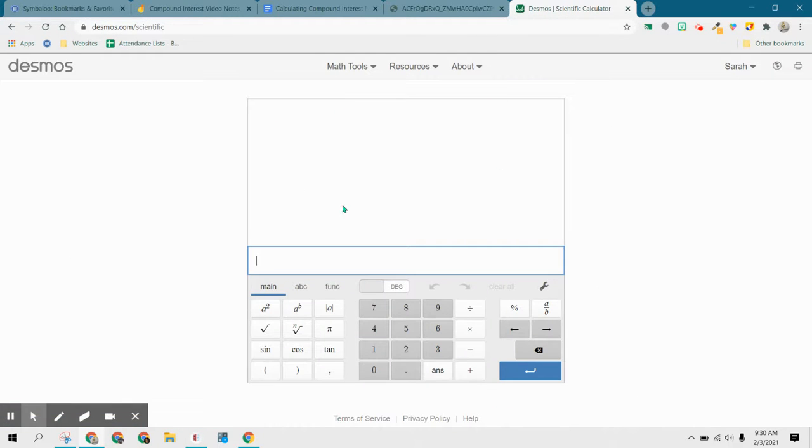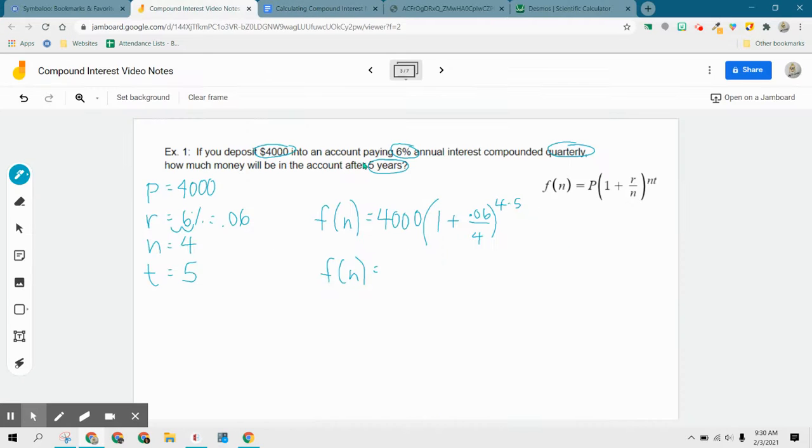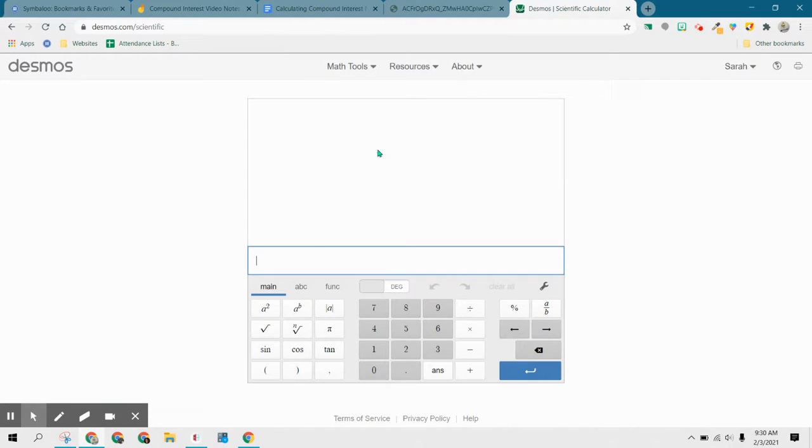Okay, so we have here the scientific calculator. I am going to type in exactly my formula, exactly how it looks here, and I'll show you how to do that. We're going to start with our 4,000, and then we're going to create a set of parentheses. Now, in the parentheses, we have 1 plus, and then I'm going to use the slash to make a fraction. So I'm hitting the slash button next to shift, and it's going to give me this fraction option. So I can put in 0.06 over 4. All right, then I'm going to close my parentheses.